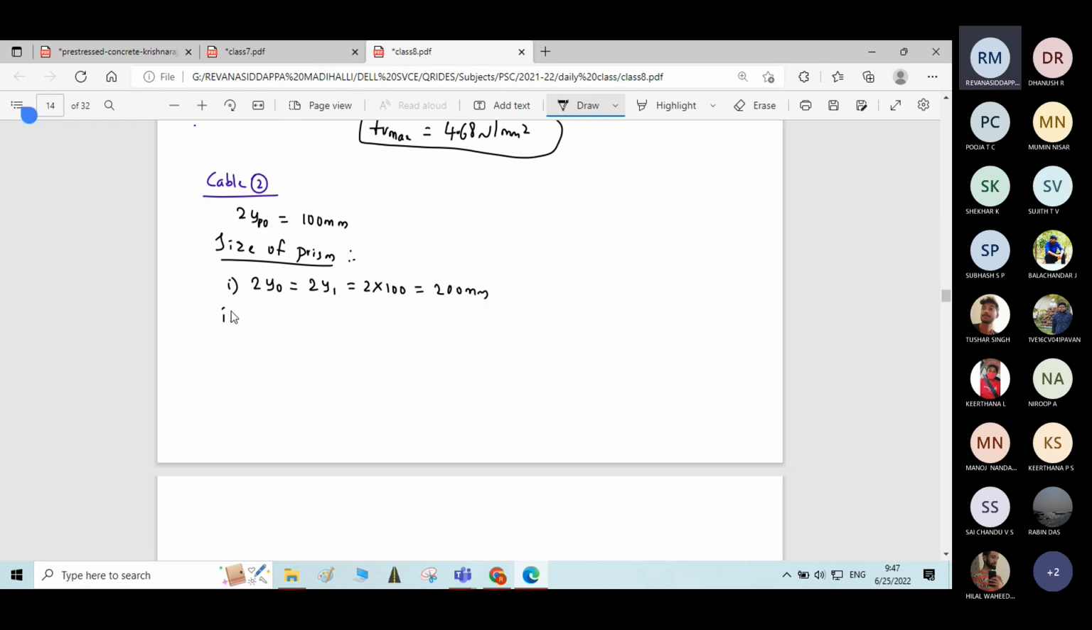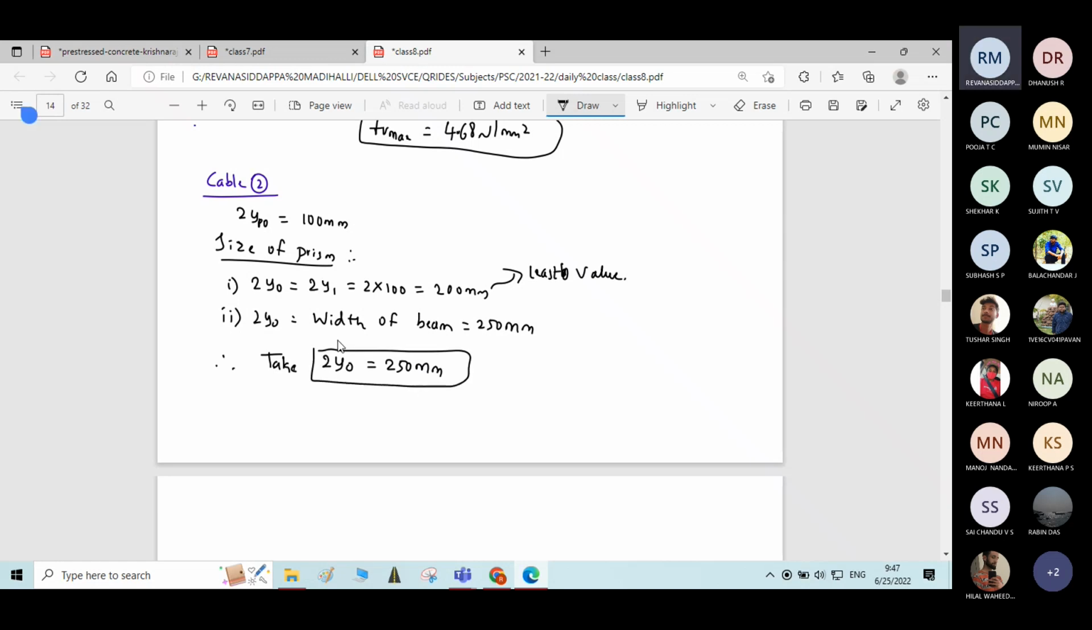Second one is 2 y naught is equal to the width of the beam, which is equal to 250 mm. So this is the least value. Therefore, the size of the prism 2 y naught is equal to 250 mm.